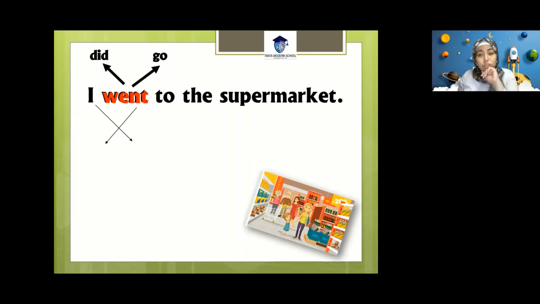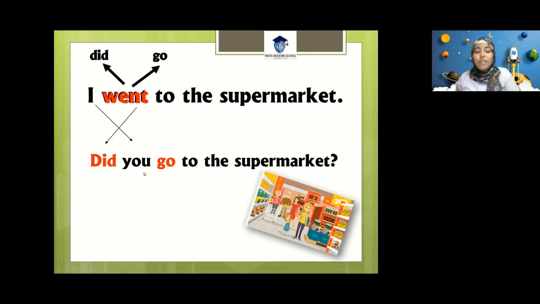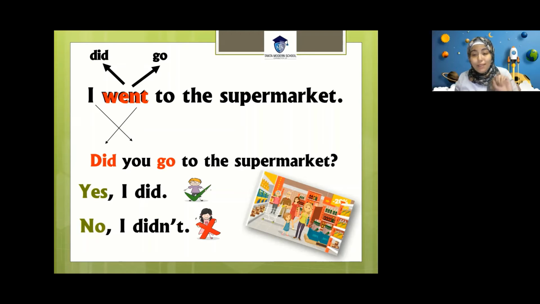How can I make this question? I will make a question by making a cross. So I begin with did, and then we have the subject. So did you, and went. Went here, we just divide it into did and go. So I use: did you go to the supermarket? And if the answer is yes, I will say yes, I did. And if the answer is no, I will say no, I didn't.